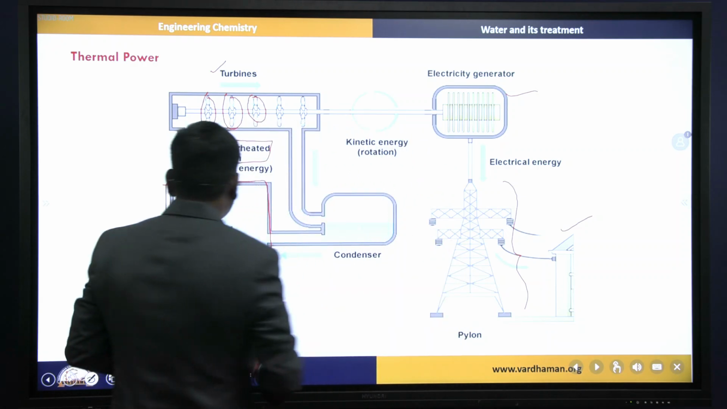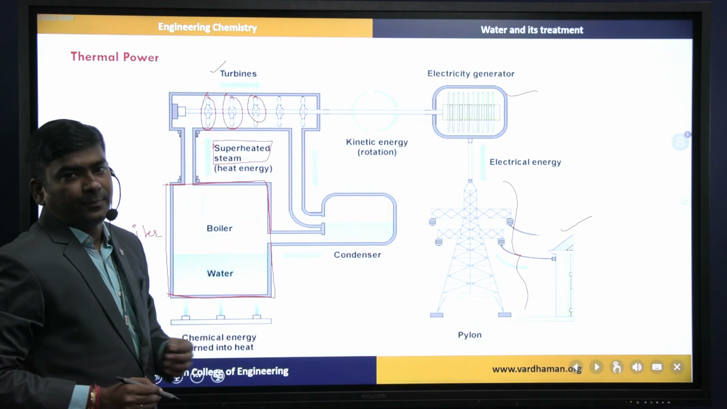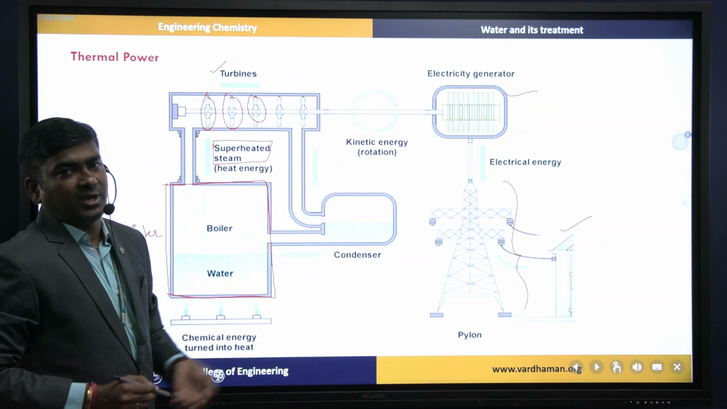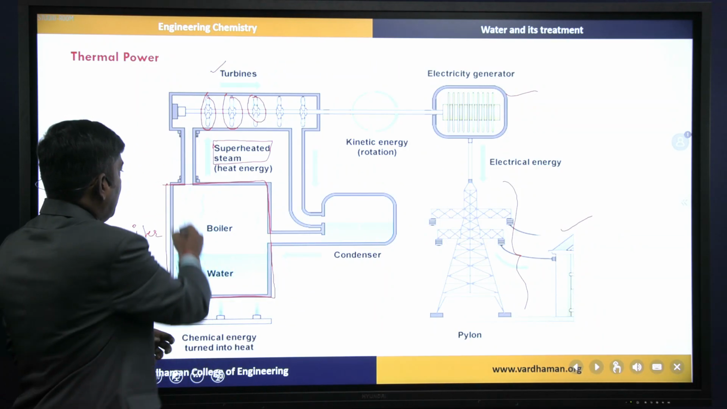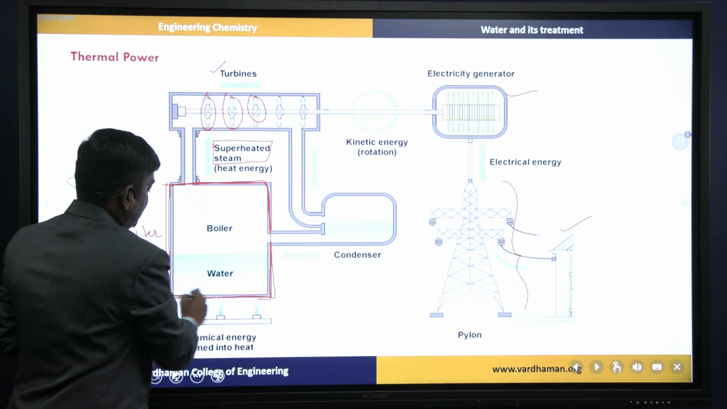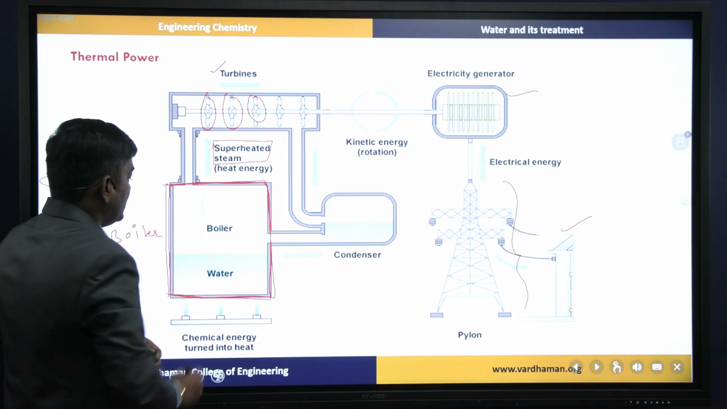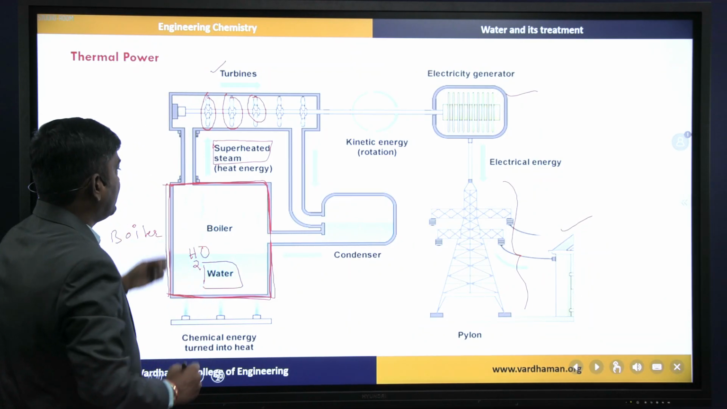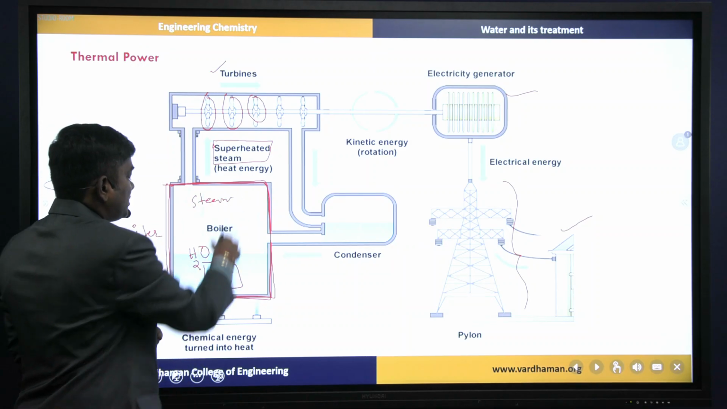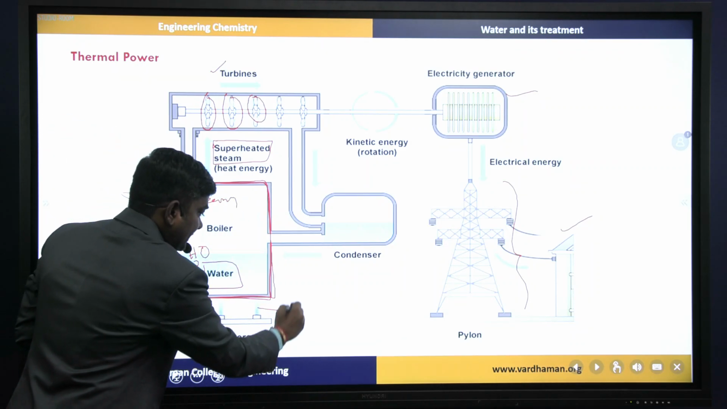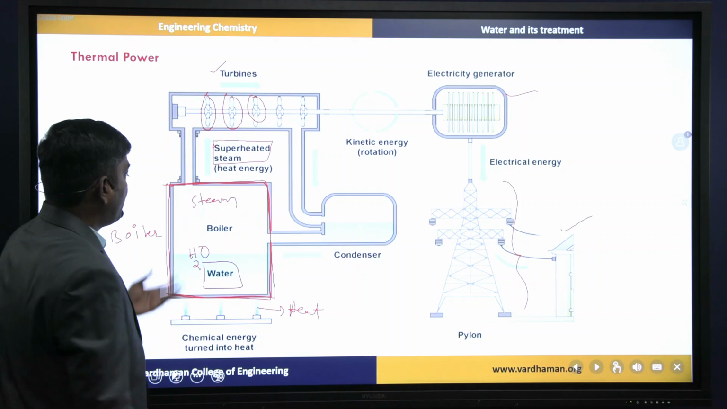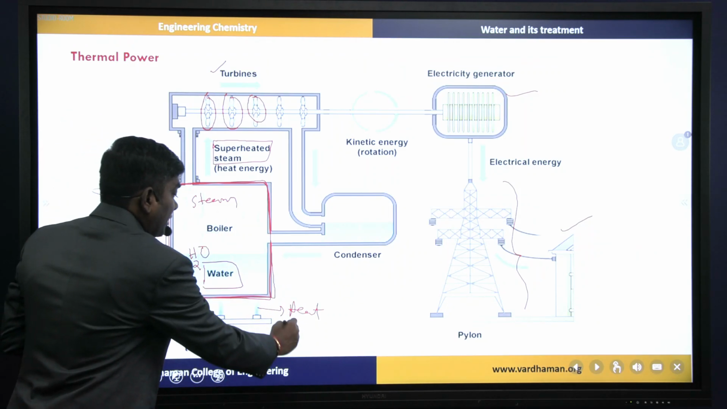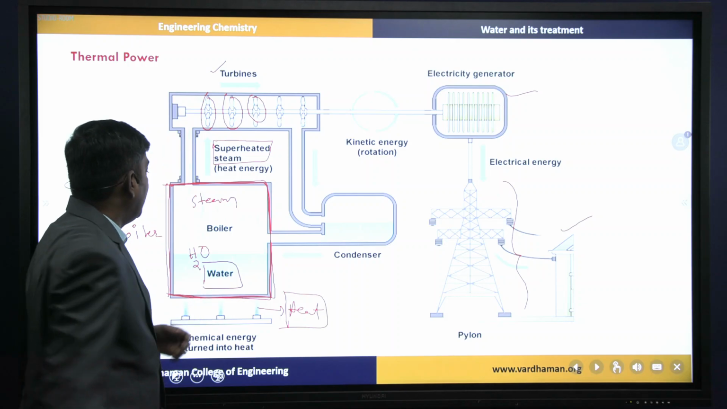So how are we getting steam? Here you can observe, in the boiler there is water, and in the boiler water is converted to steam when we apply heat. The primary thing is to convert water into steam with the help of heat.